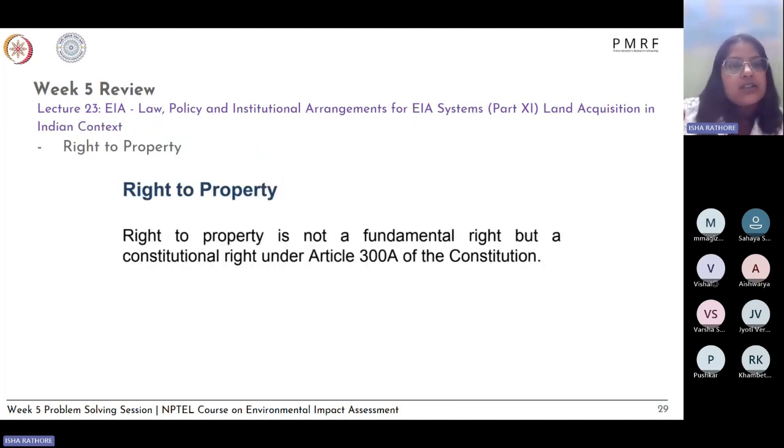So, moving on to the next module. Now this looks at land acquisition again, but in the Indian context. So we first look at the right to property. The right to property is not a fundamental right. We have certain fundamental rights which are mentioned in the Constitution of India, but the right to property is not a fundamental right. That is, you are not entitled to owning a property in India, but this is a constitutional right under Article 300A of the Constitution that you can own the property by paying a certain amount, and that lease is valid for a certain period of time.